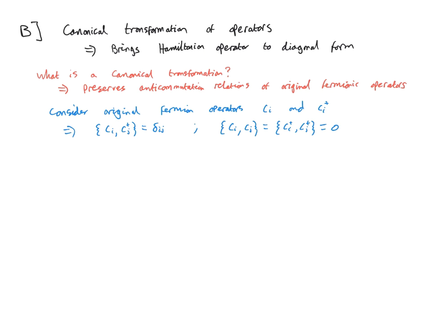So let's suppose that we make a linear transformation of operators, let's call them F_k operators, which are going to be a linear combination of our original C operators. And again, I've got some numbers here which could be complex, which are the U_ki, which tell us, for fermionic operator F_k, how to expand this in terms of the C_i's. So these are complex expansion coefficients.